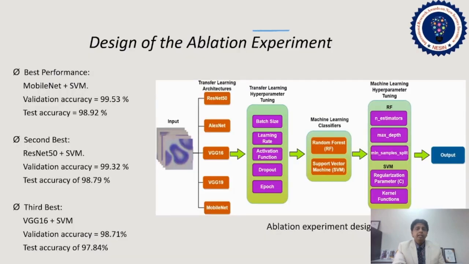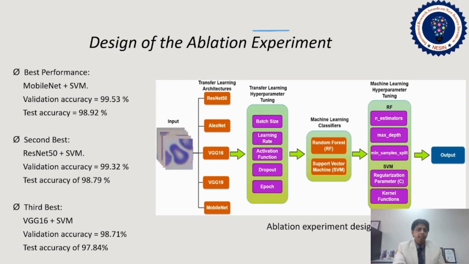Now come to the design of the ablation experiment. This is also a tremendous contribution of our research. We can find the best performance from the MobileNet and SVM, that is support vector machine. We found validation accuracy of 99.53% and test accuracy 98.90%.